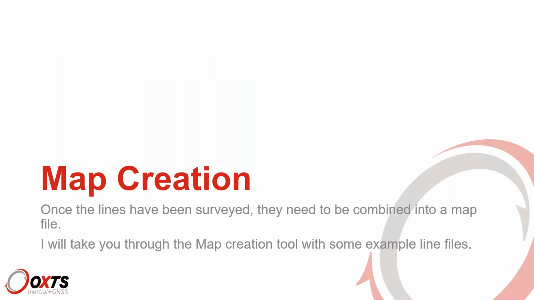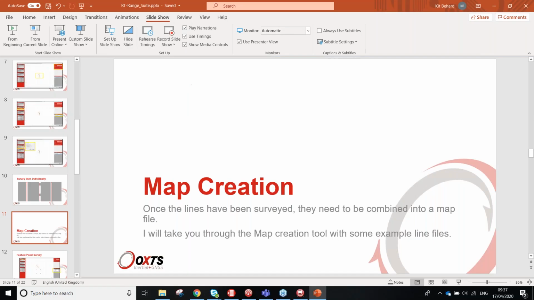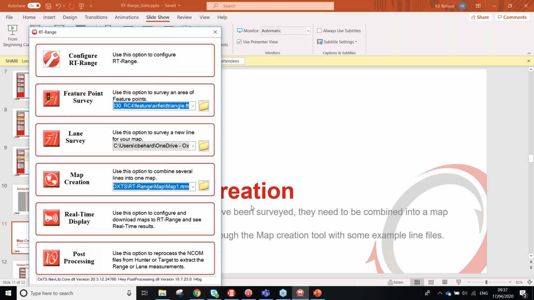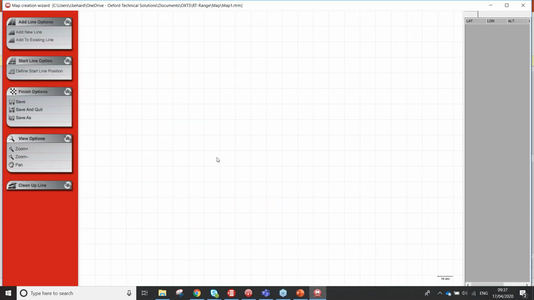You would then need to combine these line files into a map file, and we have a tool for that called map creation. I'm going to open up the map creation tool now and give you an example of how to create a map. So when you open the map tool, it will be completely blank. And then you have a couple of options here on the side. The option that you'll need most is the add new line option.